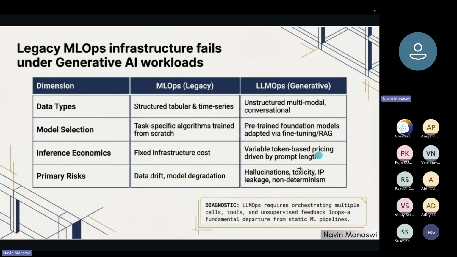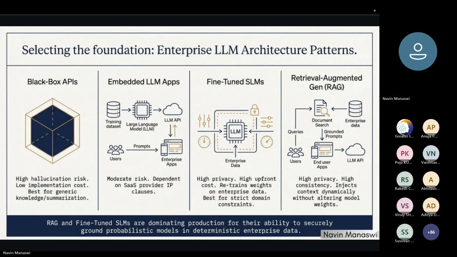Because of these challenges, production is not happening in this agentic AI system. So, selecting the foundation basically. In any enterprise system there is a chance of high hallucination risk and all. So what to do? Training dataset, LLM basically, LLM APIs, enterprise apps. You use a prompt for that. So it's a typical, very basic embedded LLM app. Use some GPT-4 and use some database, and that's called a typical embedded LLM app.